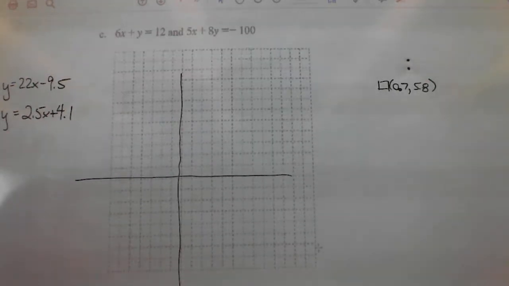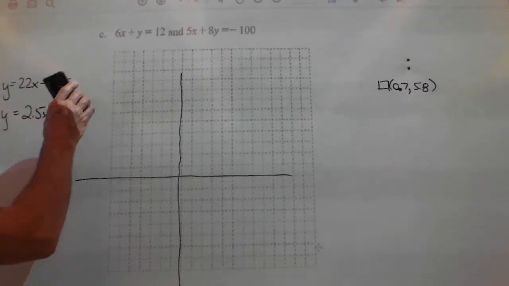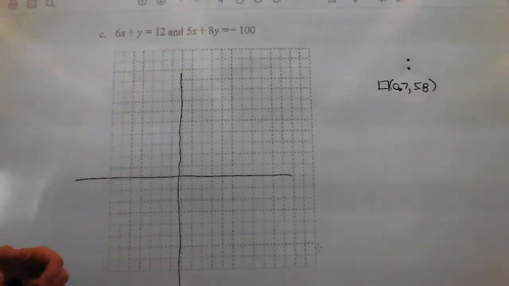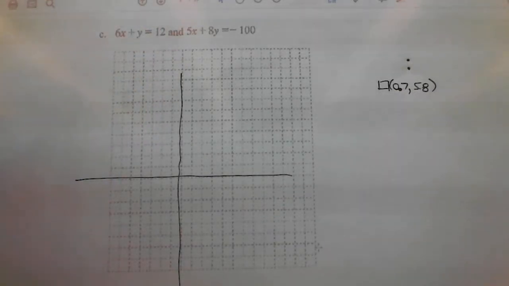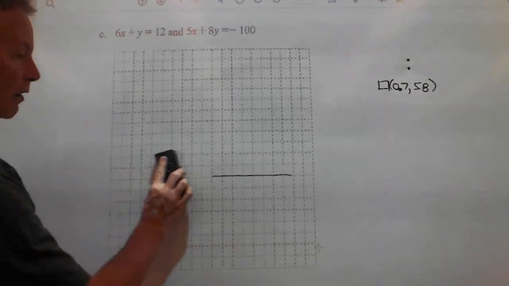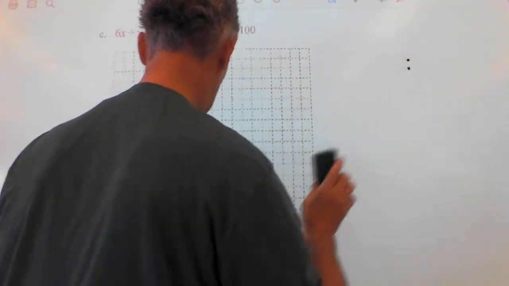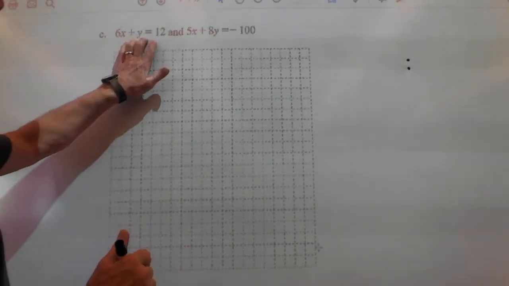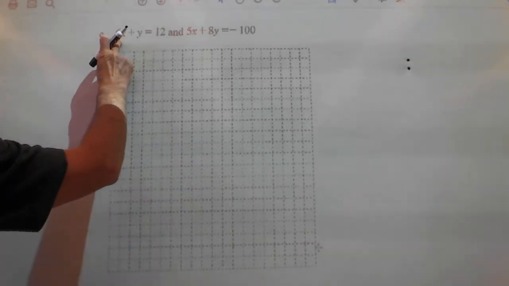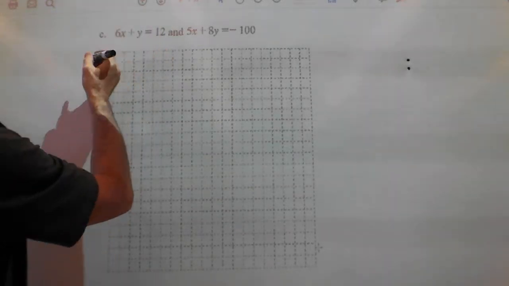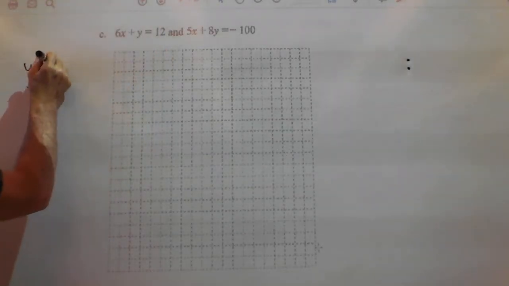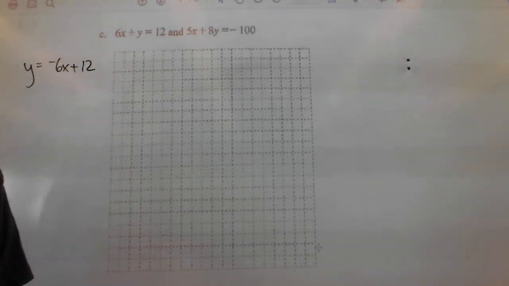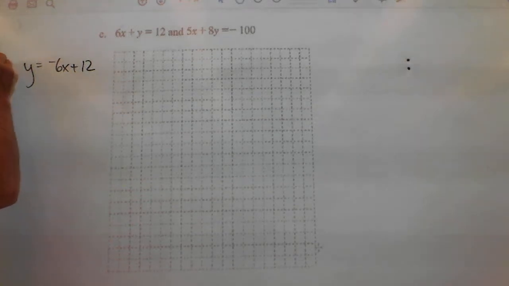Okay, so C is a little trickier simply because we have to put these in slope-intercept form before we can use our graphing calculator, okay? So our first one, all we need to do is subtract 6x from both sides, and that will give us y equals negative 6x plus 12. So that was pretty easy. Okay, so that's our equation number 1.